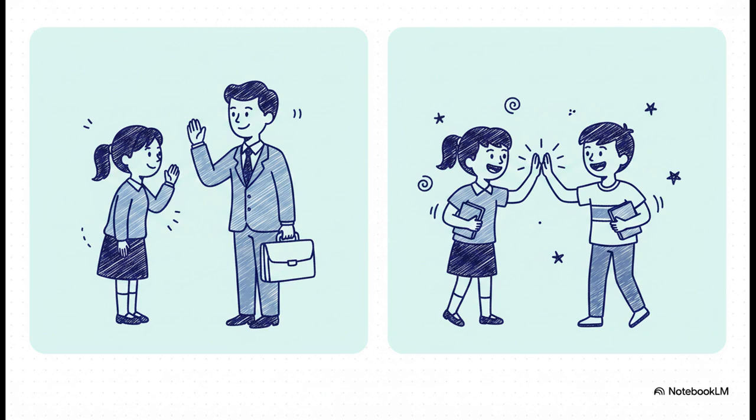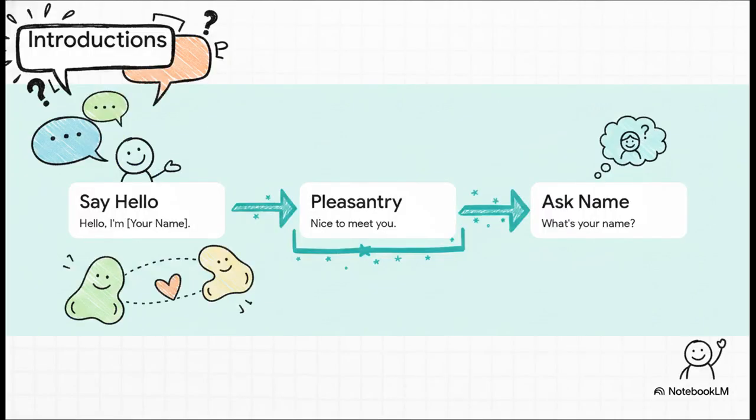Try saying both right now. First, formal. Hello. Now, informal. What's up? Very good. So, once you say hello, how do you introduce yourself?